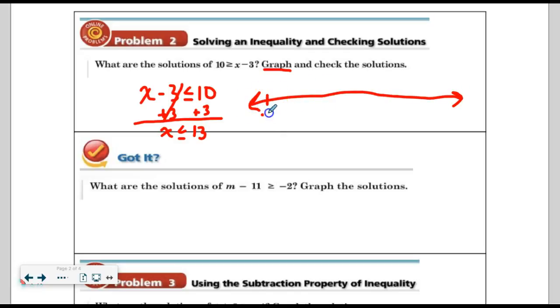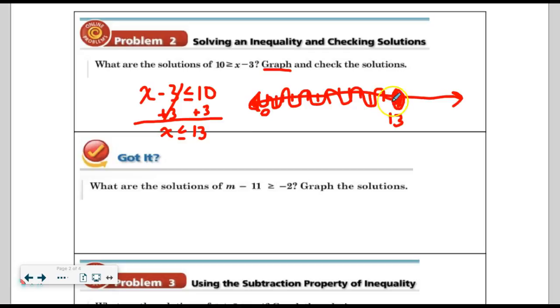I'm going to put 0 down here. 1, 2, 3, 4, 5, 6, 7, 8, 9, 10, 11, 12, 13. Don't get lazy with that. Here's 13. Now, with the equal bar, this is going to be closed. And this sign is going this way. So I'm going to go ahead and shade toward the 0, which means that 13 and everything less than 13 will be a solution.